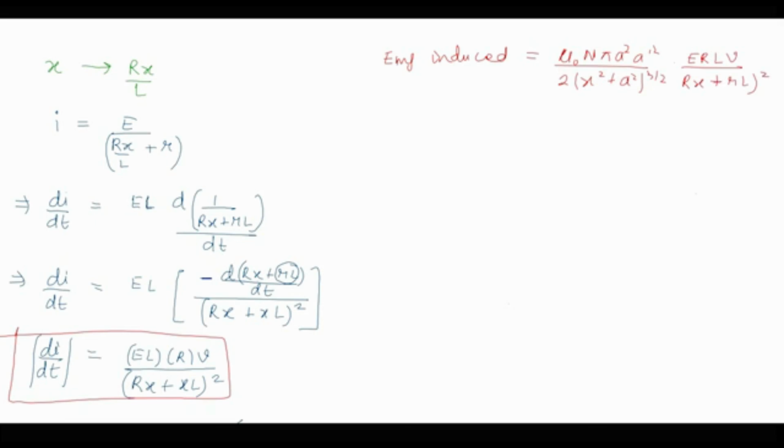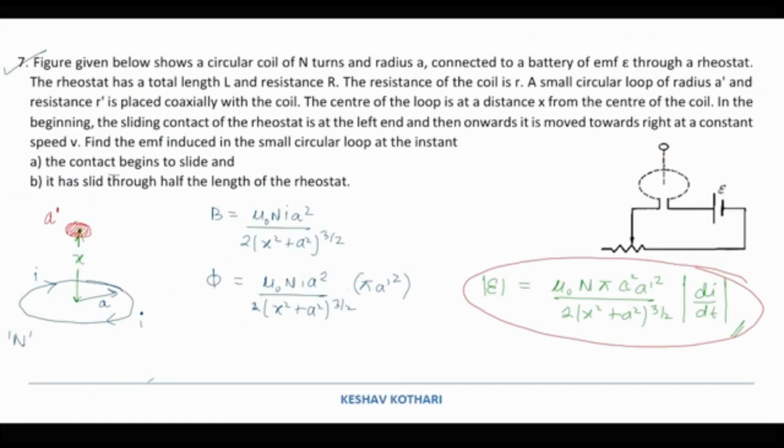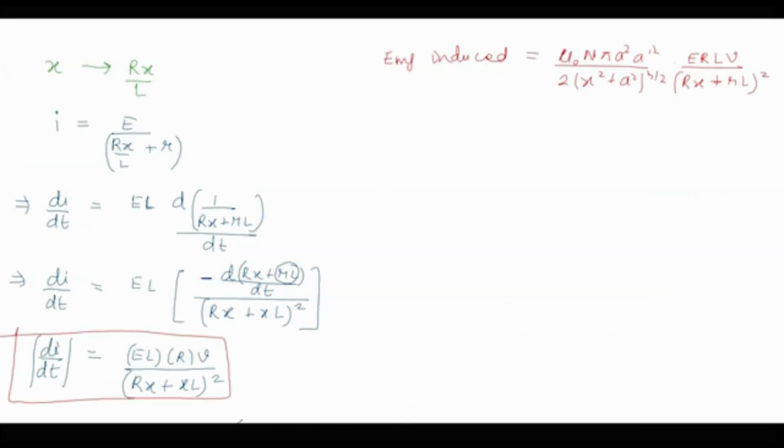Now the question is asking us to calculate the value at two instants: when the contact begins to slide, and when it has slid through half the length of the rheostat. So over here we can do a simple thing. For the A part, the value will be when x is equal to L. If we put x equal to L in this expression, we will obtain the value of EMF induced in the A part, which we are calling EA.